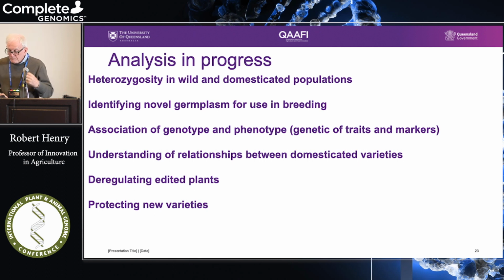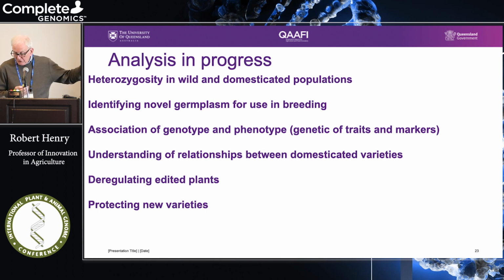what threat there is to their diversity. We're identifying novel germplasm that hasn't been captured by the breeding programs. We're able to associate genotype and phenotype. We've got phenotypic data on all of this. We've now got the whole genome data. We can actually look at which genes control the traits that are of interest. And we can understand very much better the relationship between the domesticated varieties. We can start to understand what actually happened in Hawaii and what sort of processes have gone through to get to the domesticated varieties we've got today.